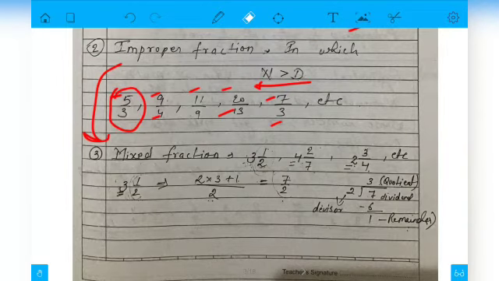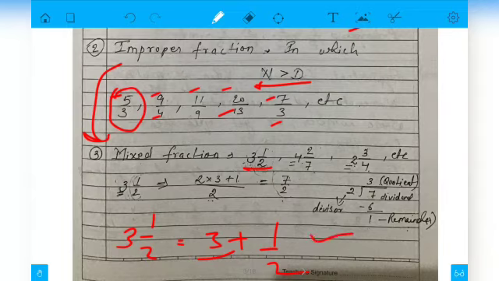So now, dear student, a mixed fraction is made up of a whole part. It consists of a whole number and a proper fraction. You will see the example. I have written over here 3 whole 1 by 2. 3 whole 1 by 2 can be written as 3 plus 1 by 2. This has a whole number and a proper fraction. You will see this 1 by 2 is a proper fraction. Similarly, you will see over here some examples.